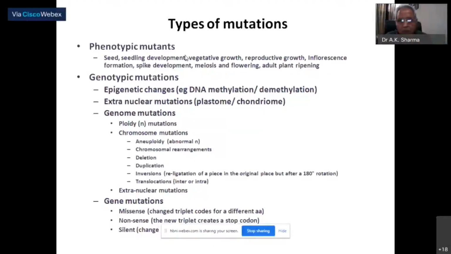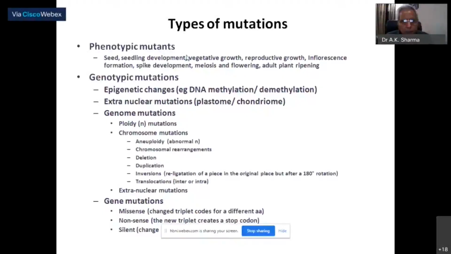So religation of a piece in the original place, but after 180-degree rotation. That means the orientation of the piece of DNA changes, and that is called inversion. Or translocation, that means from one chromosome to another. Inter or intra: intra means in the same chromosome the DNA has changed place, or inter means it has moved from one chromosome to another. And of course, I told you about extranuclear mutations earlier.